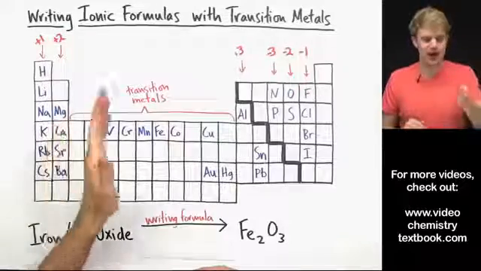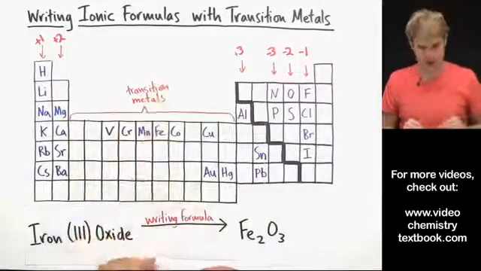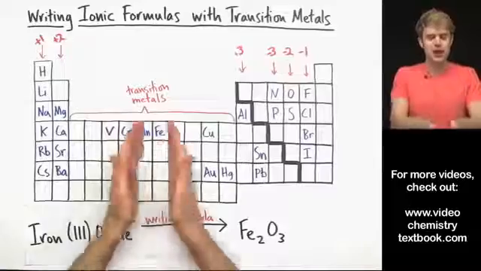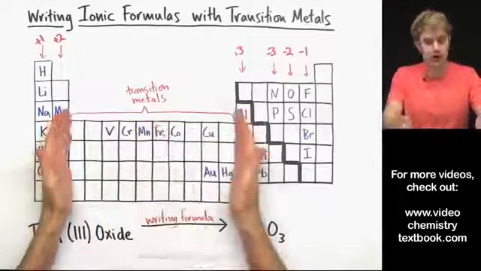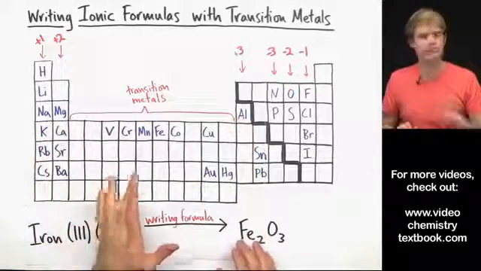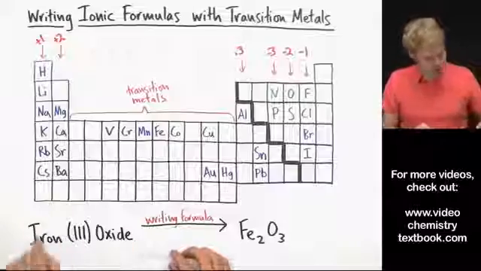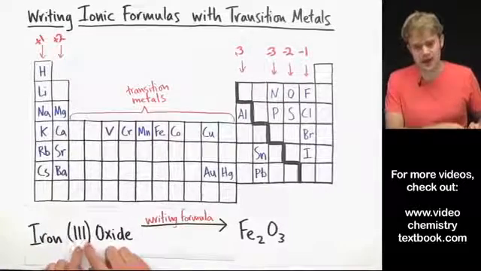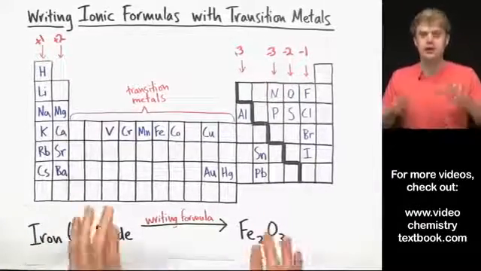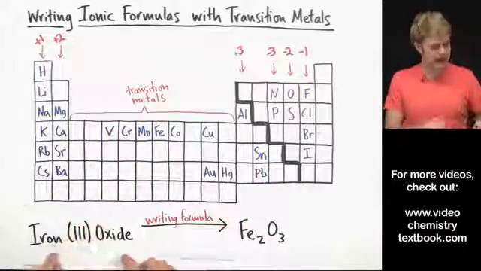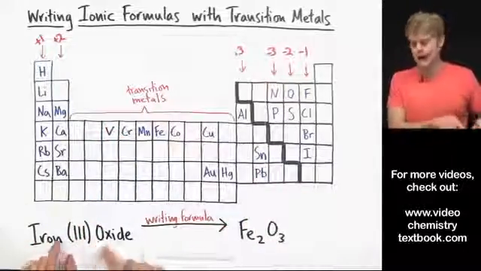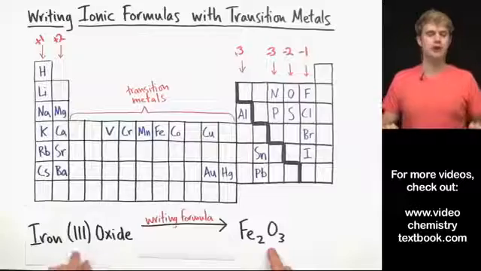This video is writing ionic formulas with transition metals. The transition metals are the elements in this part of the periodic table here, and ionic compounds that have transition metals in them usually have Roman numerals in the name, like this here. So in this video, we'll learn how to take a compound that has a transition metal in it and how to write a chemical formula for that.